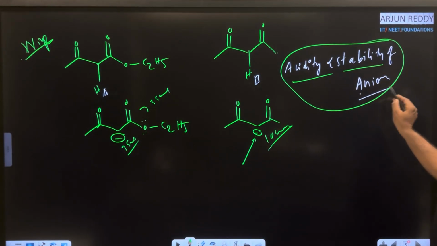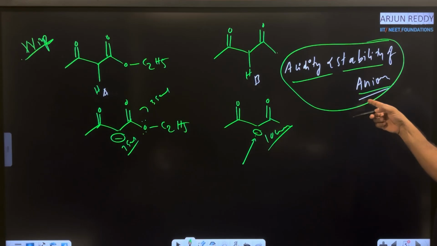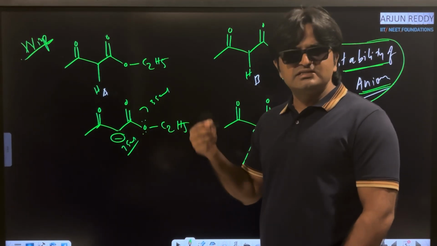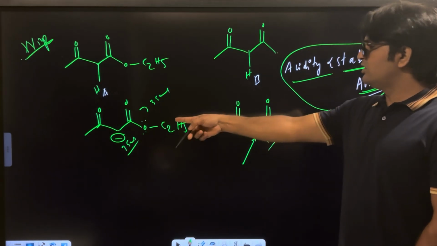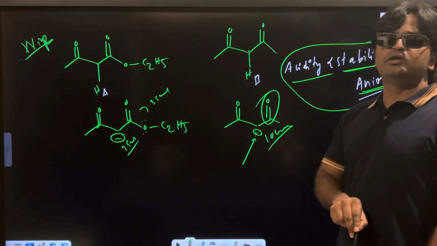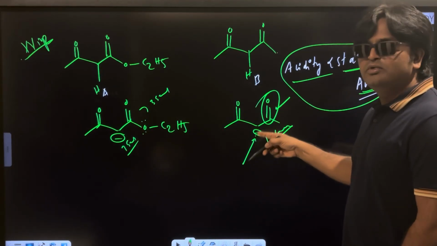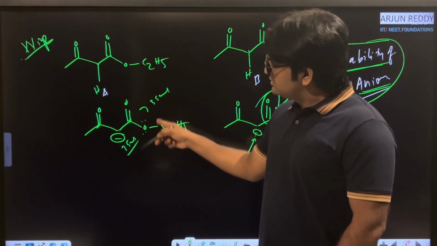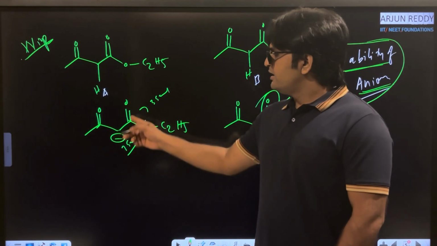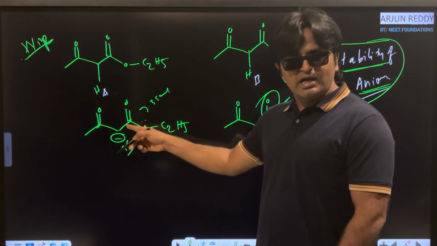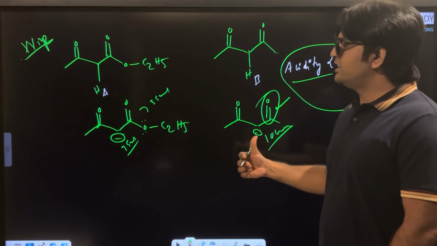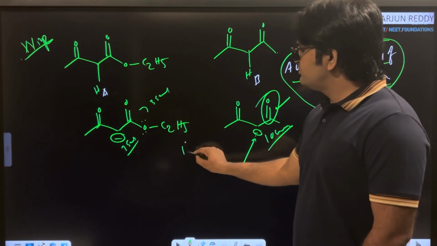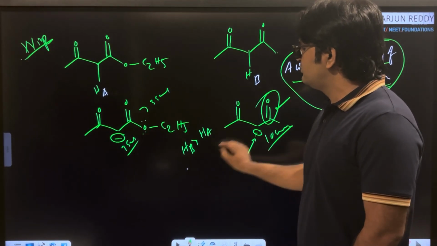Now come to this point again. What is the relation between acidity and stability of anion? Acidity is directly proportional to stability of anion. So where is that carbonyl spending much time with the negative charge, in the second molecule or in the first molecule? Definitely in the second molecule, this carbonyl is spending more time with the negative charge when compared to this one. Why? Because here there is a conjugation with this lone pair of electrons also. That's why this carbonyl is spending less time with this carbanion when compared to the right side molecule. That's why between HA and HB, on the basis of stability of the anion, the HB proton's acidic strength is more when compared to the HA proton.